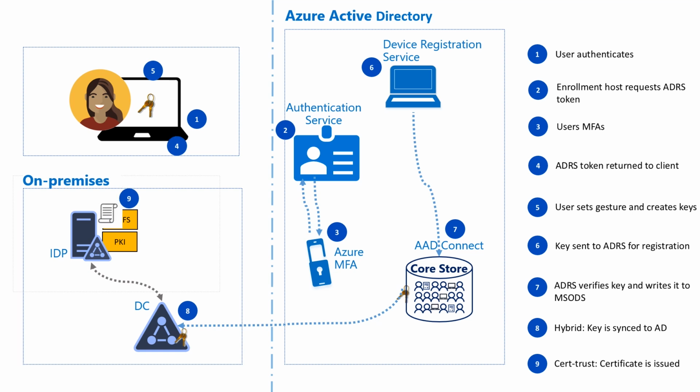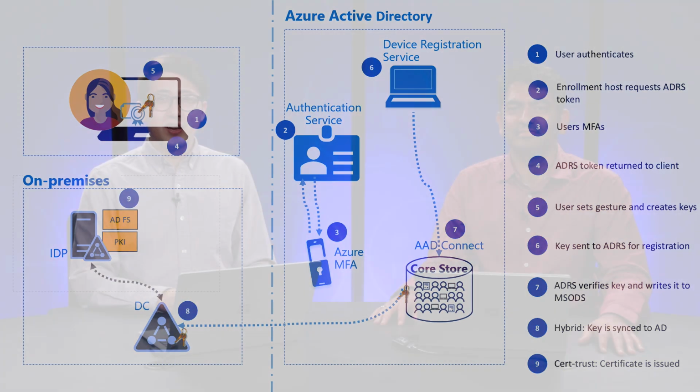In cases where the device is Azure AD joined and enrolled into Intune, the certificate can also be deployed via Intune using SCEP and NDES. Once the certificate is enrolled on the device, Windows Hello provisioning is complete. That's basically it for provisioning. Remember, in both cases, the core steps are authenticate and MFA, key generation, key registration, and then the optional key sync and certificate enrollment steps.